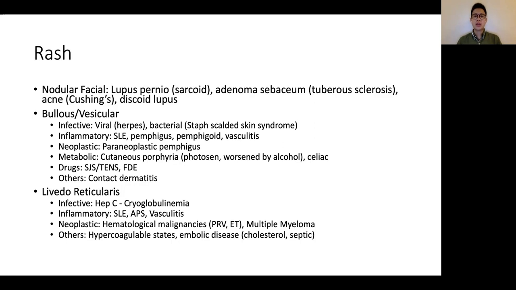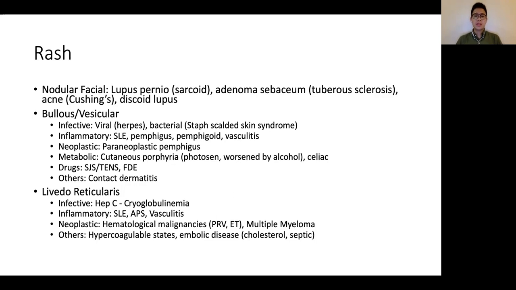So the first would be nodular facial lesions. There are a few conditions I think of, which include, number one, lupus pernio that can happen in sarcoidosis, adenoma sebaceum that occurs in tuberous sclerosis, and acne that can be a manifestation of conditions like Cushing's, PCOS, as well as discoid lupus.